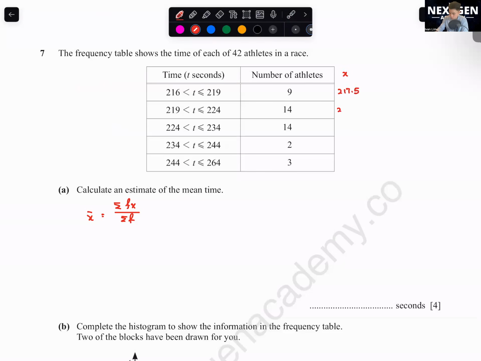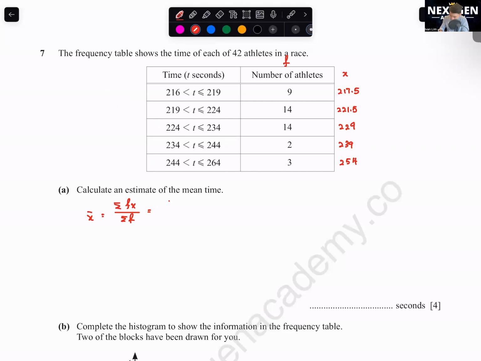217.5, 221.5, 229, 239, and then 254. Okay, so this one is F. I write down the formula. Please don't straight away type into the calculator and not write the formula, just in case you get it wrong. The marks will be given to you also if you write down the steps here.